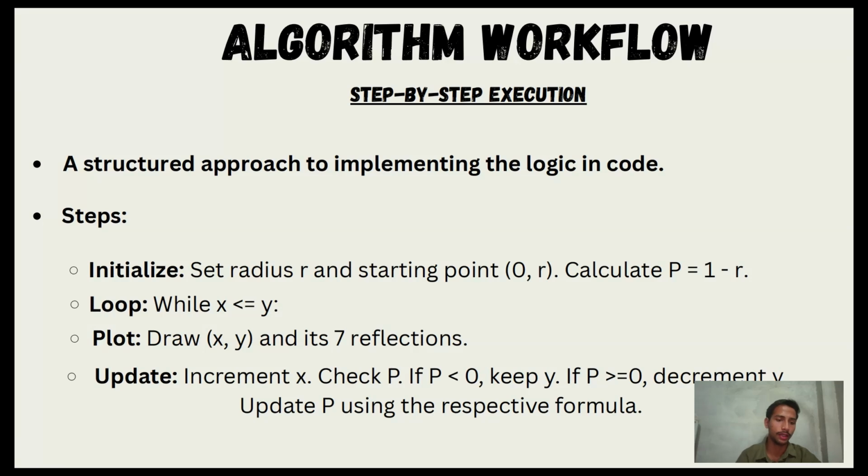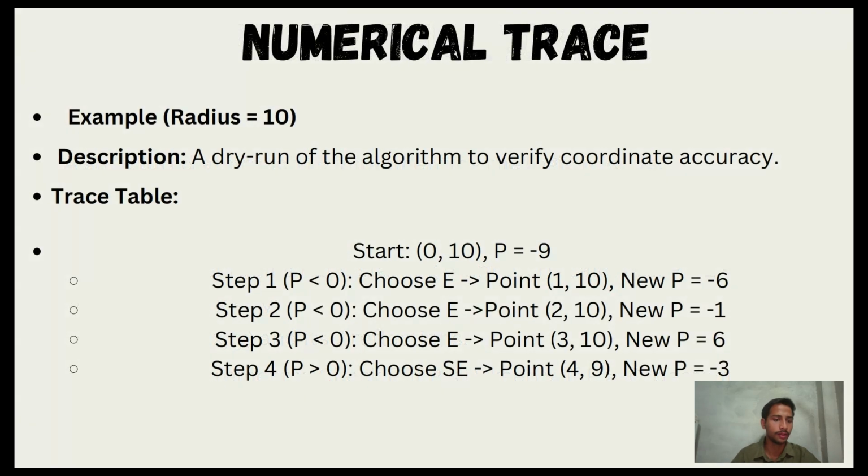Moving on to the next slide, which is numerical trace. To prove this works, let's trace it with an example where the radius is 10. We start at 0, 10 with a p-value of minus 9. Step 1. P is negative, which is minus 9. This means we are inside, so we choose east.